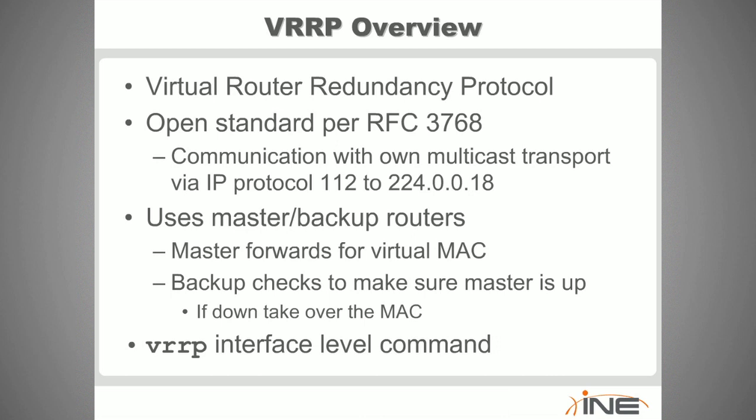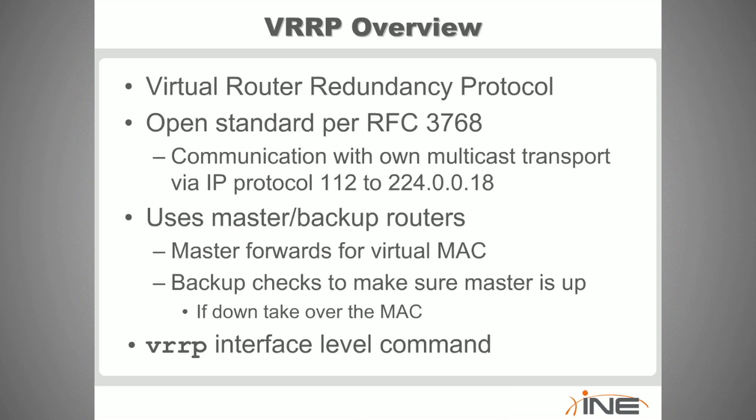So transport behind the scenes is a little bit different. We're still using multicast, but we're using a new address, 224.0.0.18, and it uses its own IP protocol number, which is 112. So this means it has its own transport. It doesn't use UDP, it doesn't use TCP, it uses its own protocol. So similar to how OSPF or EIGRP use their own transport protocols.